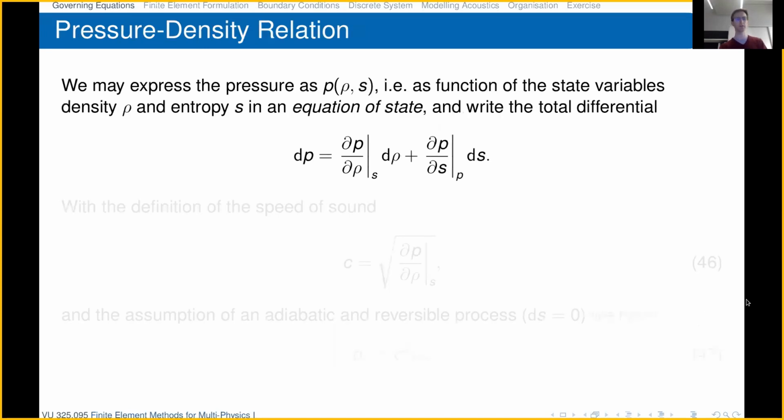Now let's look a little bit into detail into the pressure density relation. We can express the pressure as a function of the state variables. So the other two state variables we have chosen here is the entropy S and the density. So if we have the equation of state, we can write its total derivative.